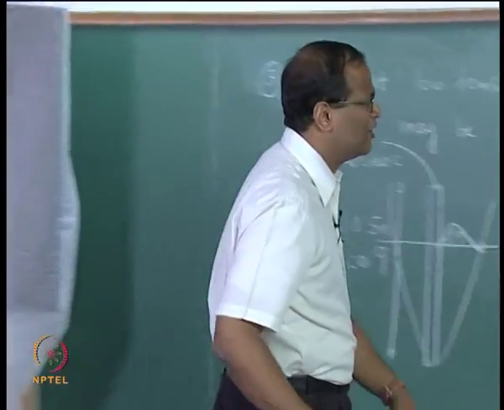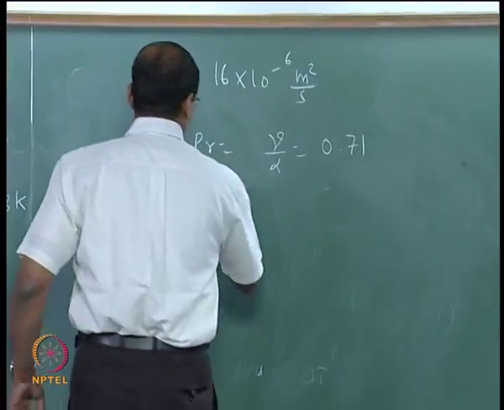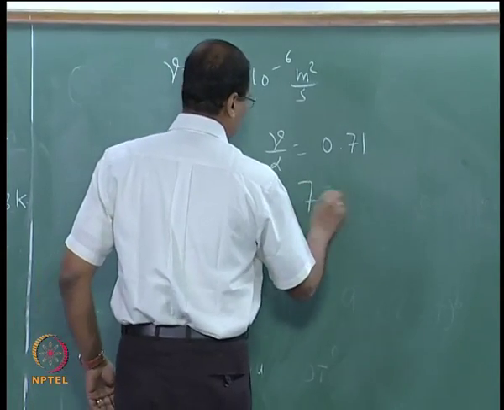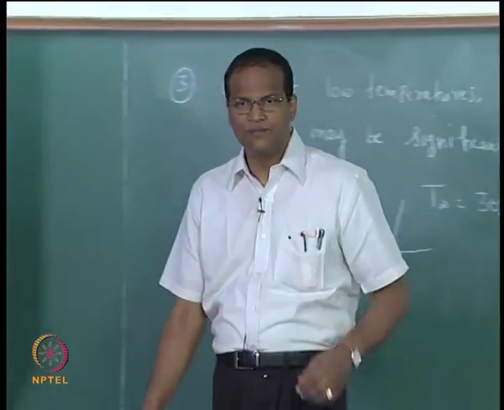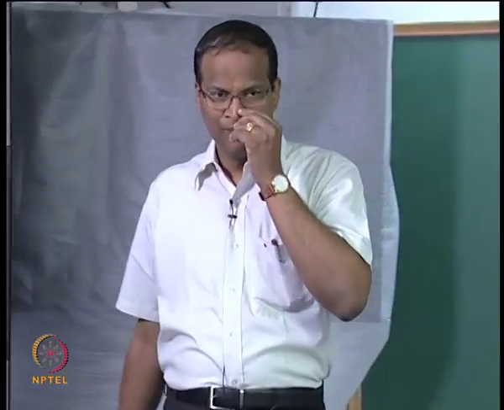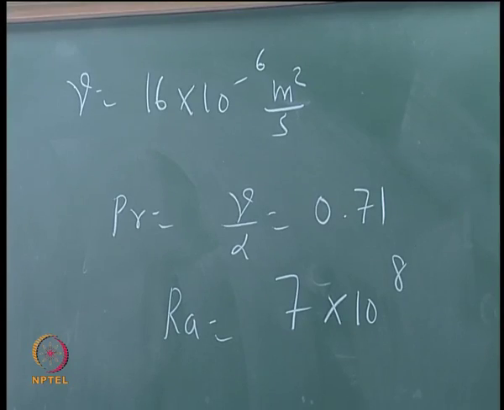Huh? 7 into 10 to the power of 8. Is it so high? Okay. Vikram, get it? Abhinandan, 7 into 10 to the power of 8, correct. Okay. Now what is the Nusselt number?